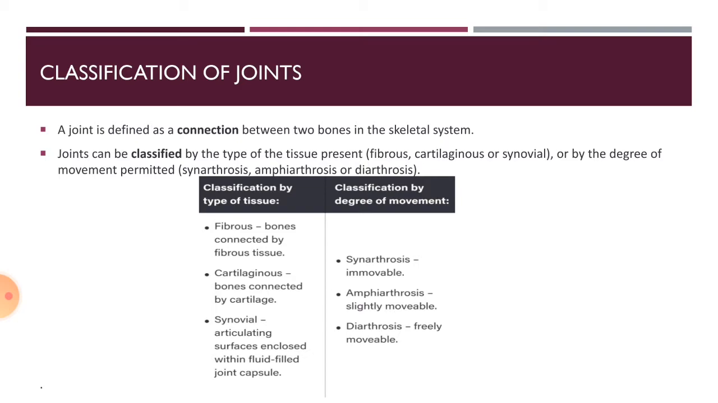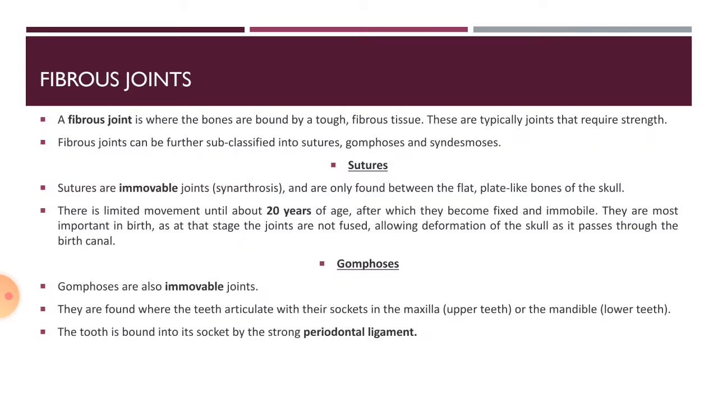So the first type of joint that we are going to talk about is fibrous joint, and we subclassify it into three types, that are sutures, gumphoses, and syndesmosis. So a fibrous joint is where the bones are bound by a tough fibrous tissue. These are typically joints that require strength, and we can classify the fibrous joints into three types.